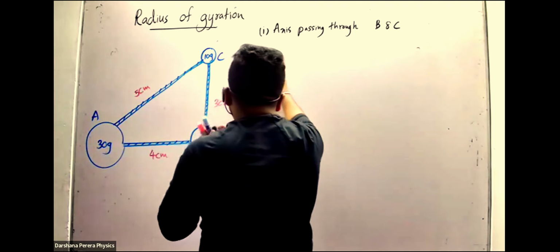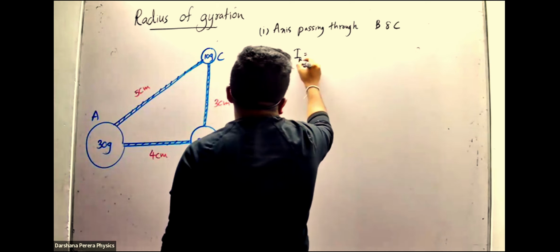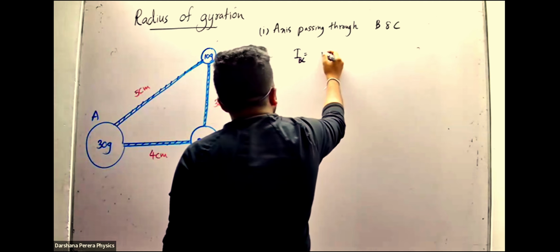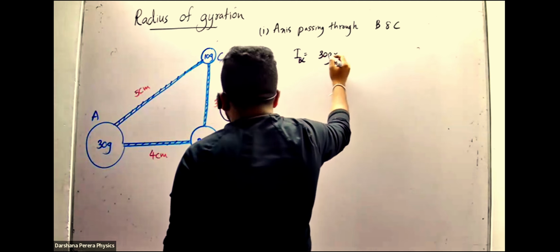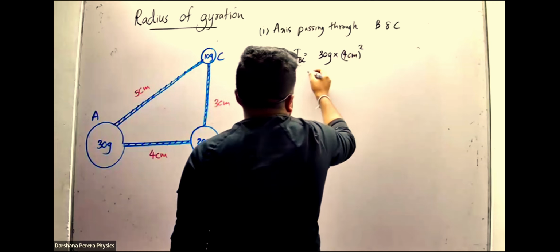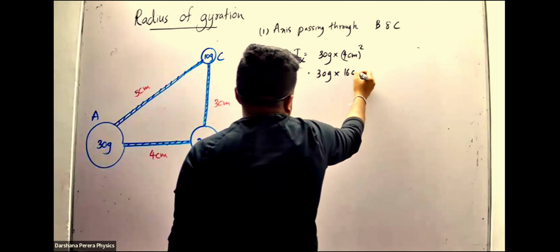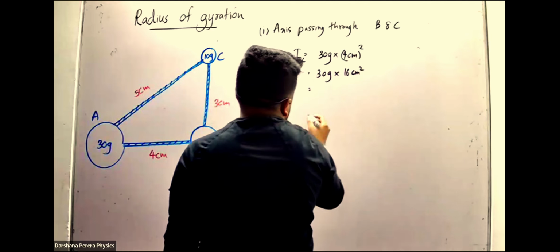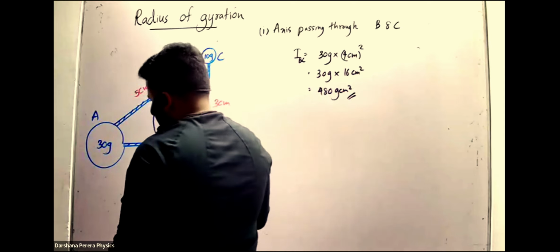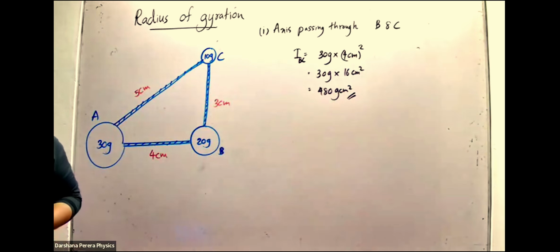Therefore, we can simply say I equals I_BC equals sigma MR square. That means 30 gram, that distance 4 centimeter square, 30 gram, 16 centimeter square. That means 480 g cm square. That's the I_BC value. What is the radius of gyration?